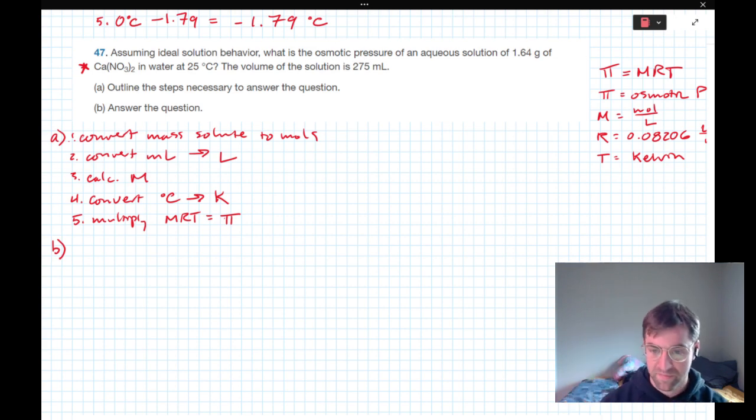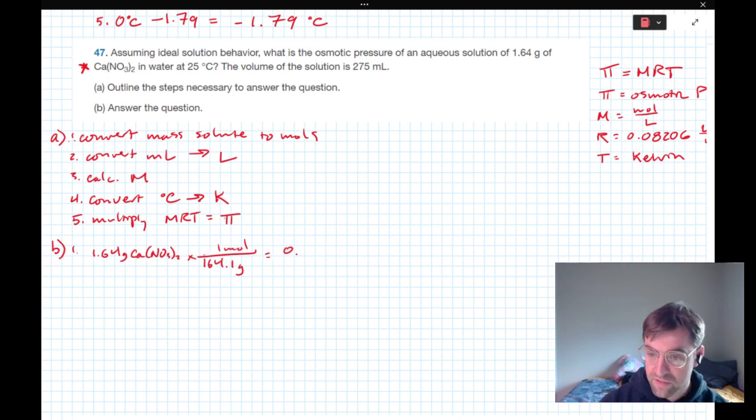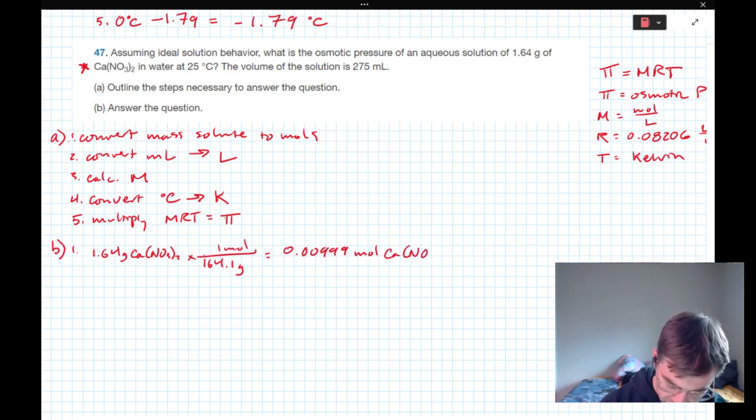Okay. So answering the question. Mass solute, we're given 1.64 grams of calcium nitrate, which has a molar mass of 164.1 grams per mole, equals 0.00999 moles of calcium nitrate.